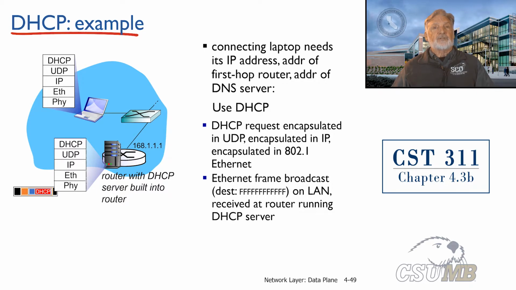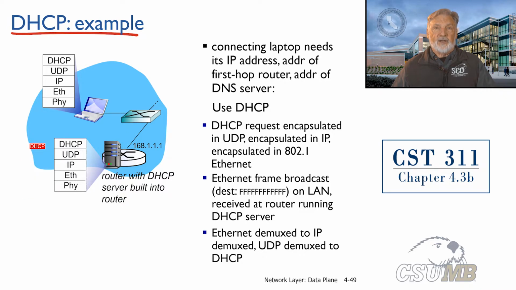The DHCP Discover broadcast is received at the DHCP server running on the router in this example. The DHCP server demultiplexes the message at different layers and determines that the laptop is requesting this configuration. This same process of encapsulation and de-encapsulation occurs at each of the other messages in the DHCP client-server conversation.